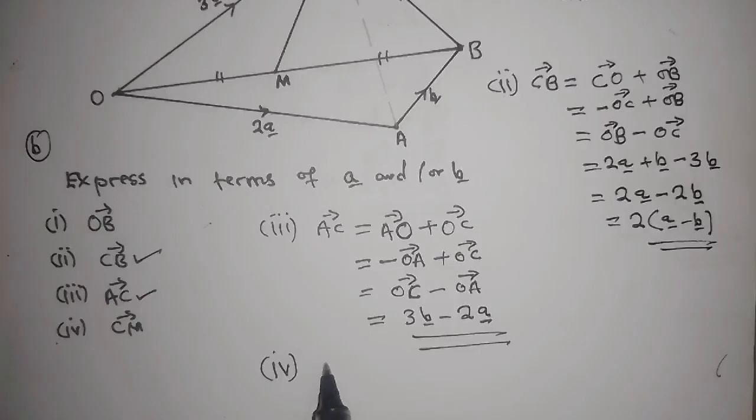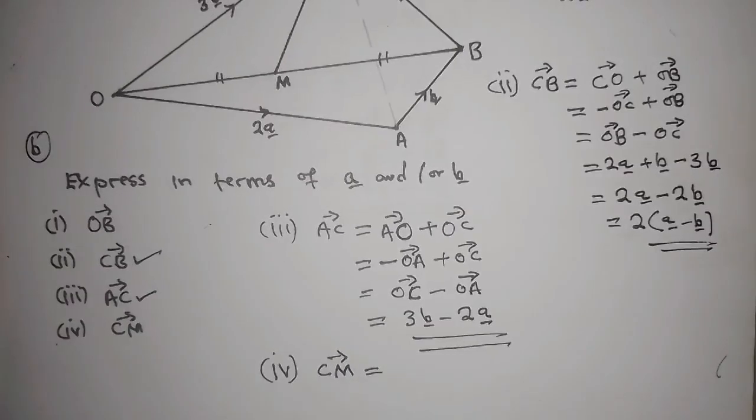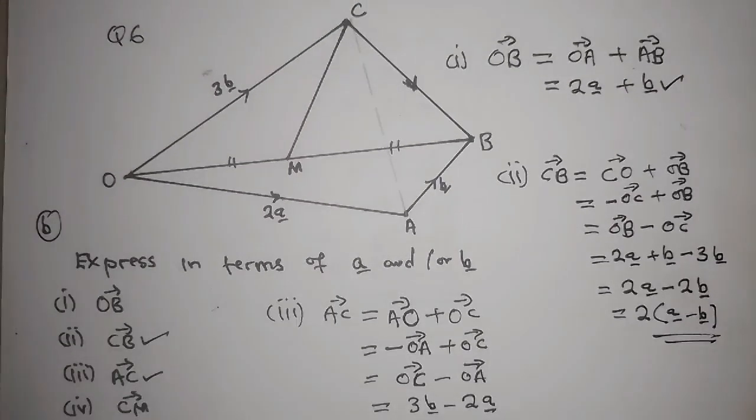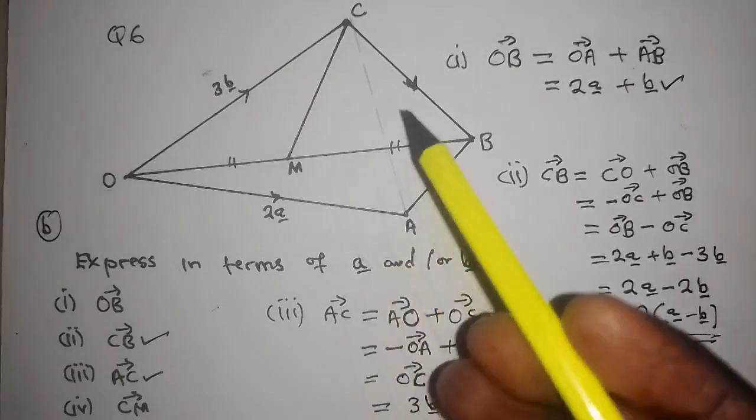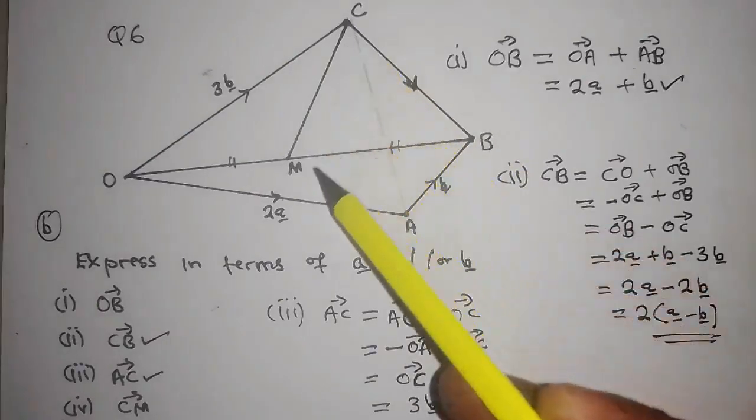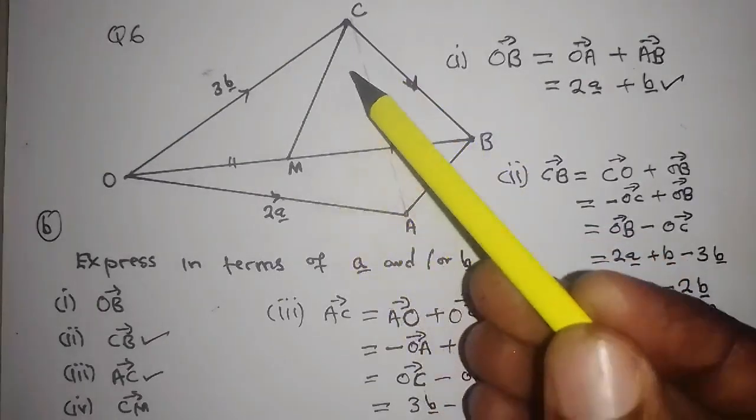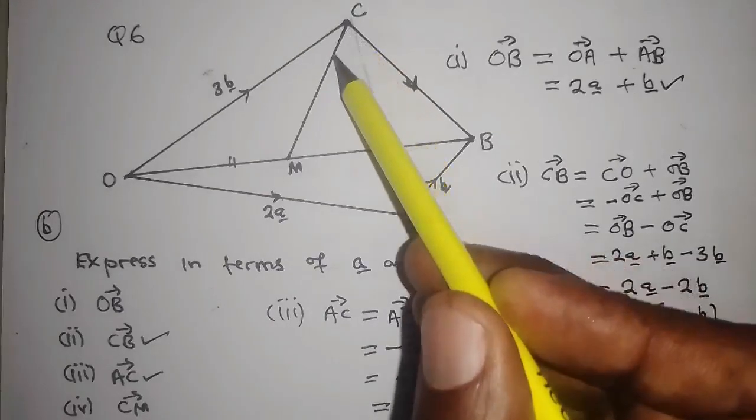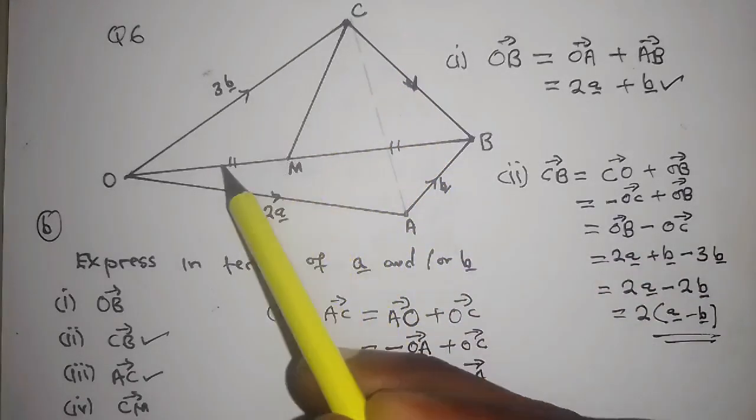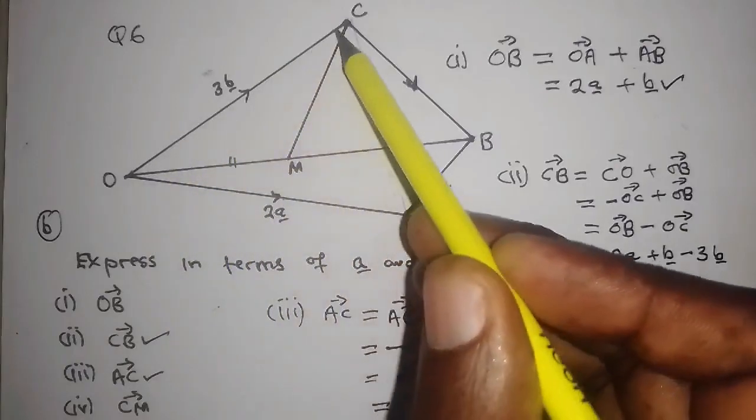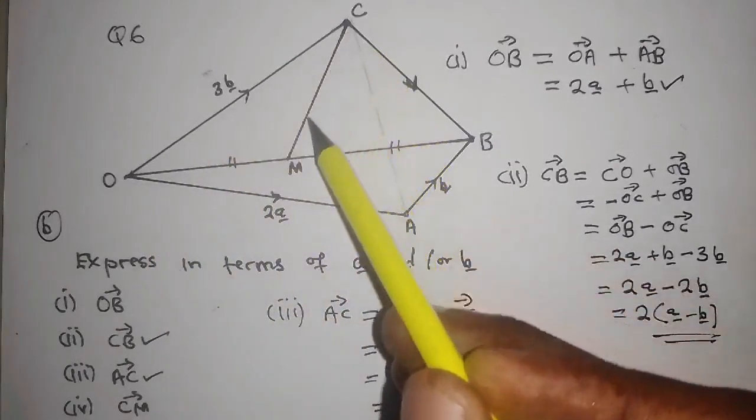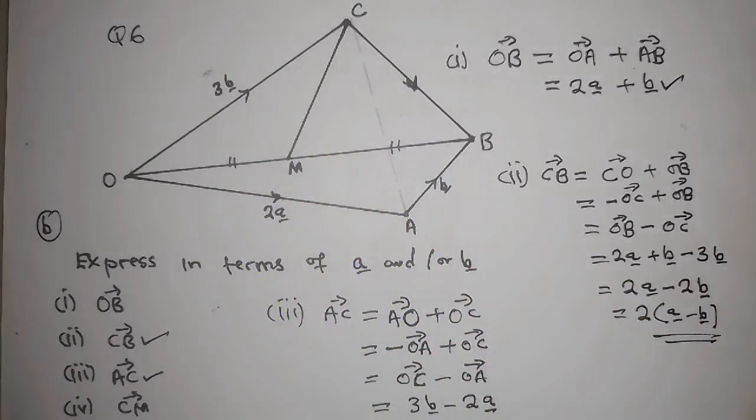this one, CM. So you have to look on the diagram and identify your CM. Our CM is this one. So you need to find a way of making this CM form a triangle like this one. So that's how you're going to move.